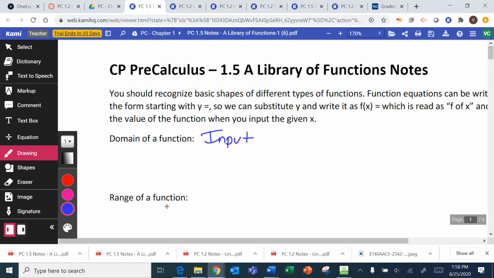Usually, we use x to input those values. Usually, it does not have to be x. Usually, we use x. And on the graph, it would be the left to right.